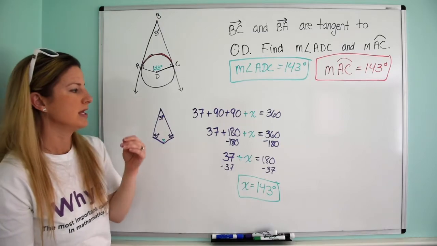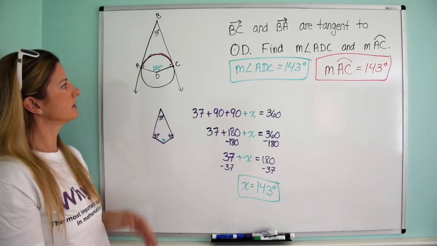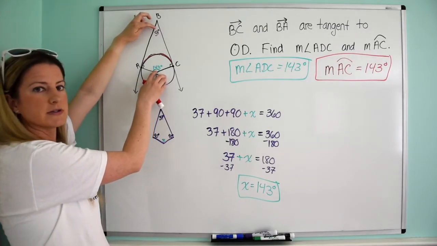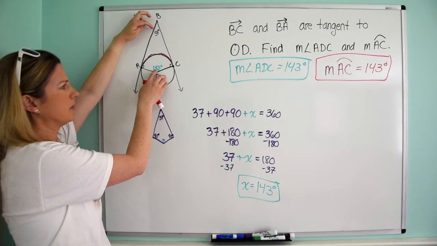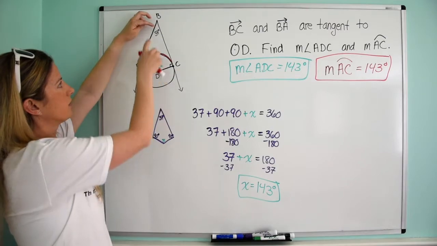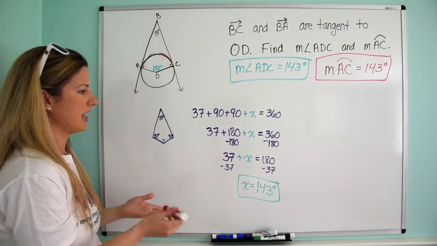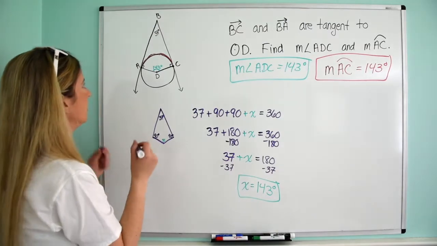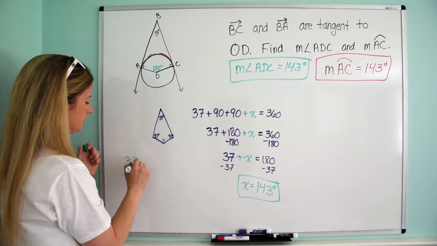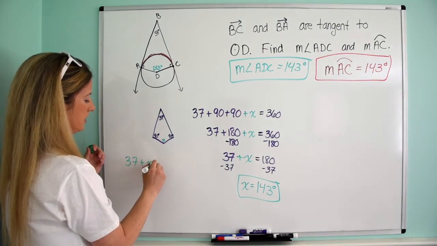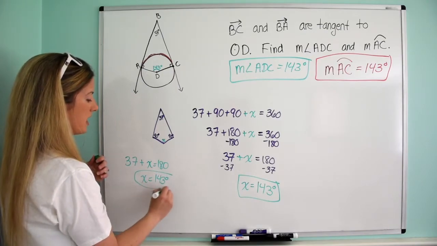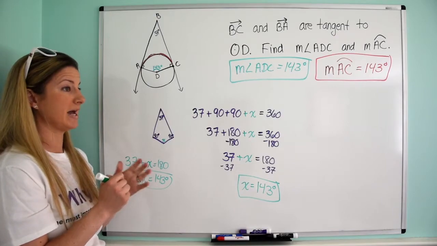Perfect. Now, something that some students sometimes memorize is that there was a super fast way to solve this problem, and that was that these two angles sum to 180. They're supplementary. So you can just say, well, I know that 37 plus this angle equals 180, so you could have done it super fast on the side. 37 plus x equals 180, then subtract 37 from both sides, and x equals 143.